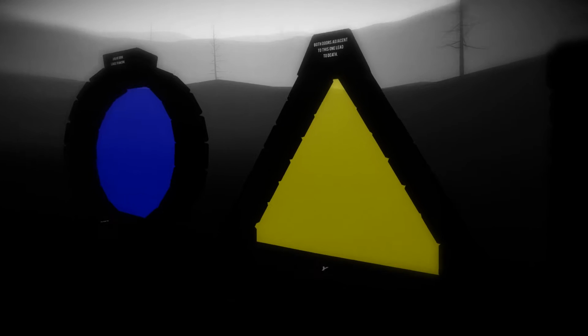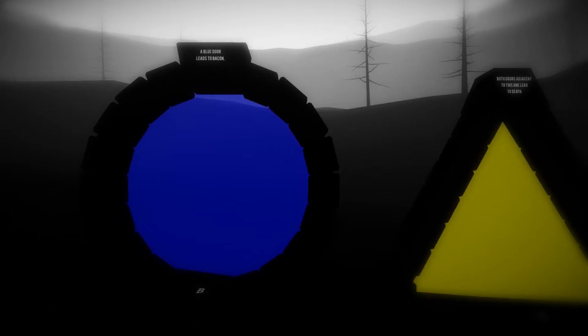Okay, exactly 2 doors are correct. I wonder how many there are. A blue door leads to bacon. Both doors adjacent to this lead... A blue door leads to bacon. Both of those lead to death. So these would all have to be false, and the blue would lead to bacon. Circle door leads to death would have to be false. Both circle doors, so that can't be right. Okay, let's say these 2 are true. Both adjacent doors lead to death. Both triangle doors are incorrect. So death, death, death, death, bacon. Circle door leads to death would be false. That means there'd be more than one bacon.